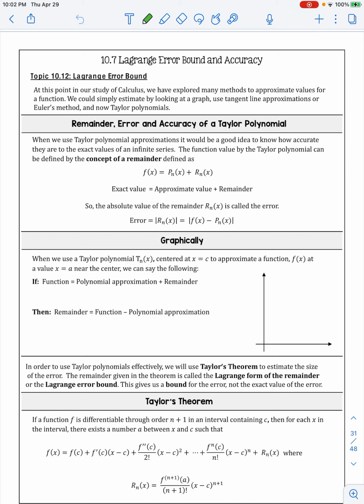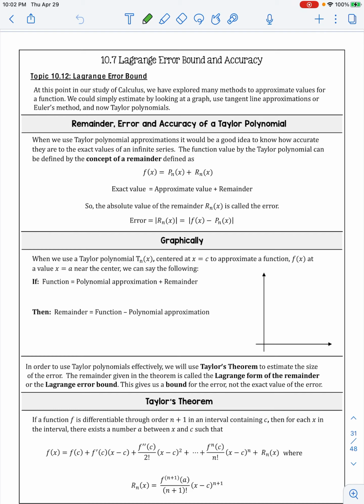Basically, n might be 3, where we're going to use 3 of the values of our series, the first 3 values, or we might use the first 5 values. But the remainder is going to be that 6th value, or if we use 3, that 4th value. It's always going to be equivalent to the next value.